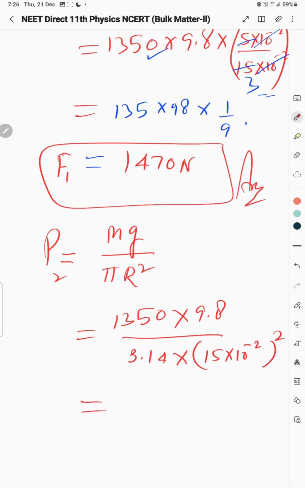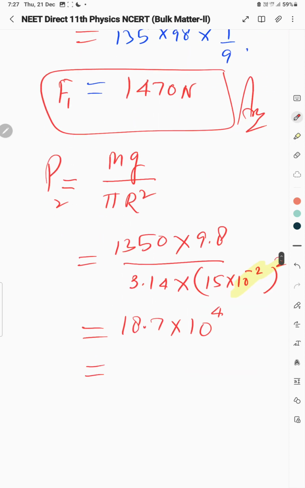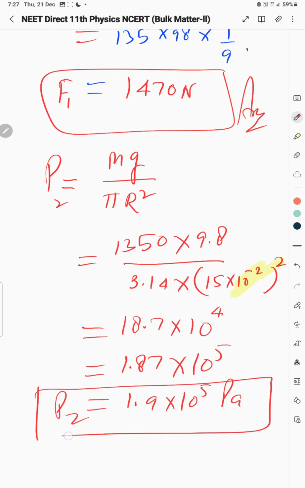Now simplify it. It turns out that it is 18.7 × 10^4. I have adjusted all the zeros except this, so it is 10^4 positive. And this is the pressure. If you want to simplify it further, it becomes 1.87 × 10^5, and that means roughly 1.9 × 10^5 Pascal. This is the pressure needed on the right side.